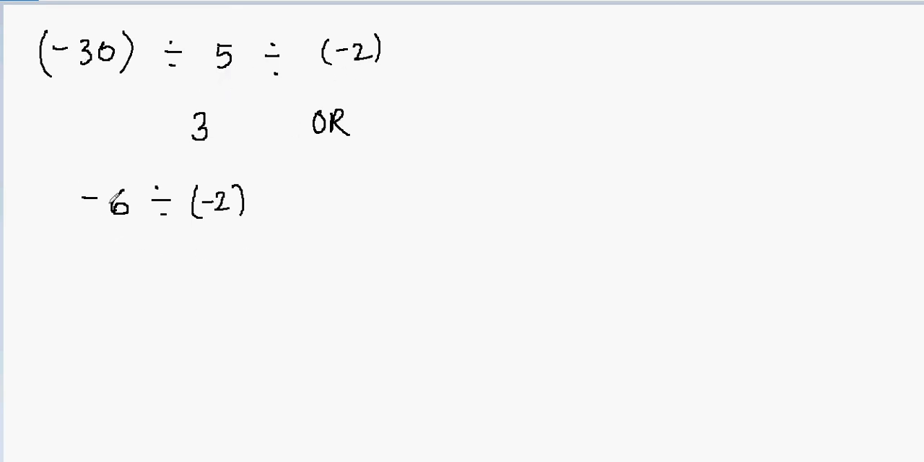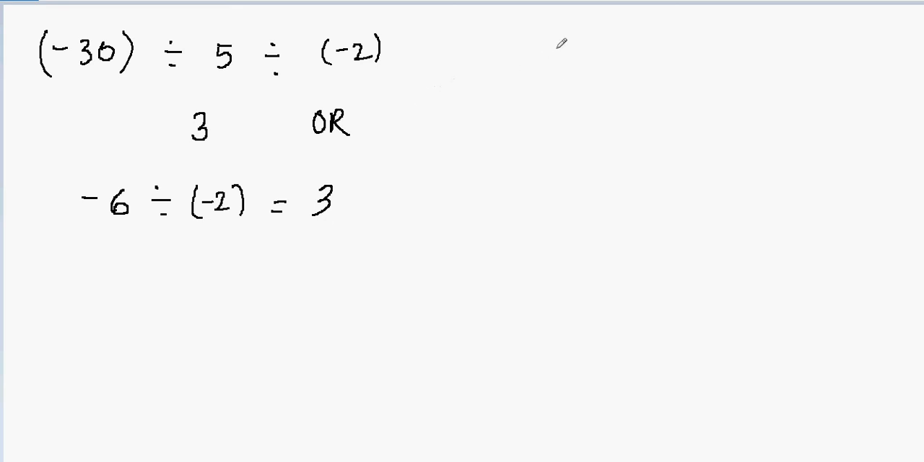So now we have got negative 6 divided by negative 2. Now you can see that both the numbers are negative, and when you divide two numbers which have like signs, you get a positive result. So you don't have to worry about the signs. Now let's divide. 6 divided by 2 will give me 3. So you can see that you have got the same answer in both situations. It just depends which method you're comfortable with.